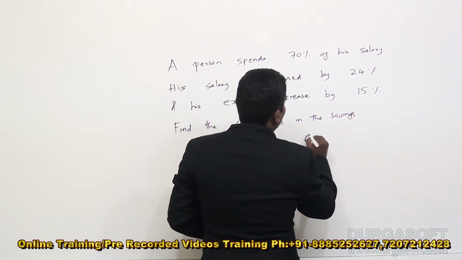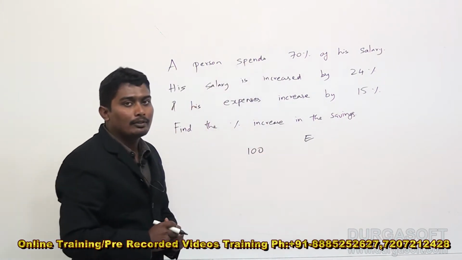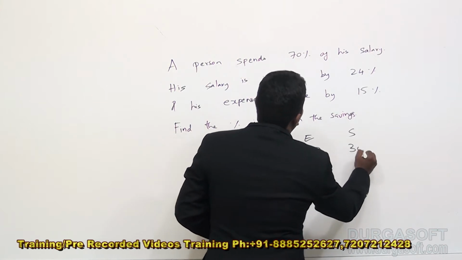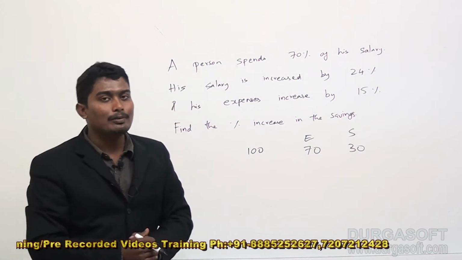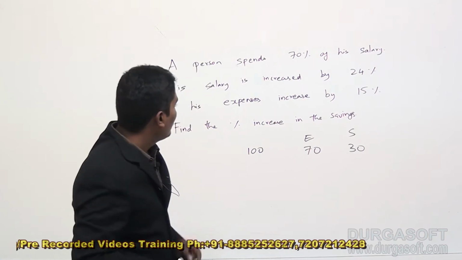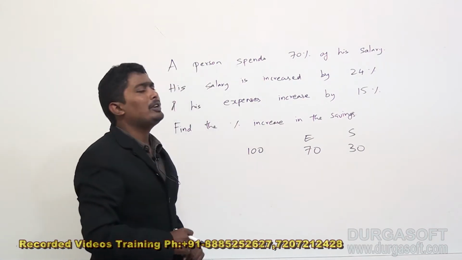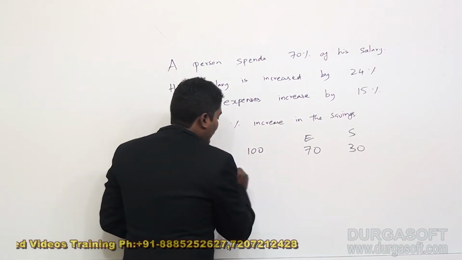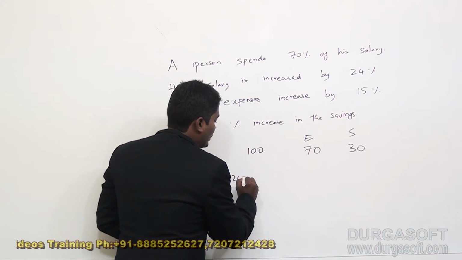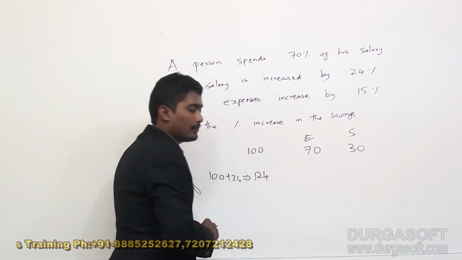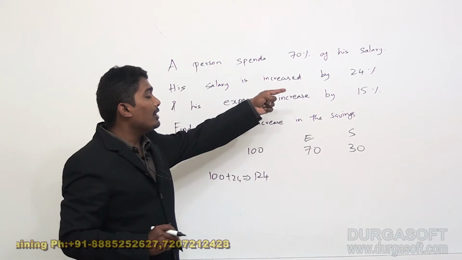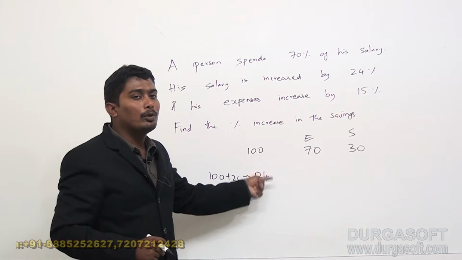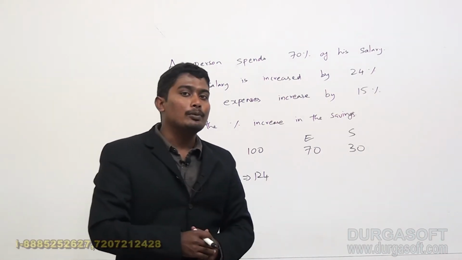His expenses will be 70% of 100, which is 70 rupees. His savings will be the remaining 30 rupees. Now his salary is increased by 24%. So this 100 rupees salary now becomes 100 plus 24, which is 124 rupees, since 24% of 100 is 24.